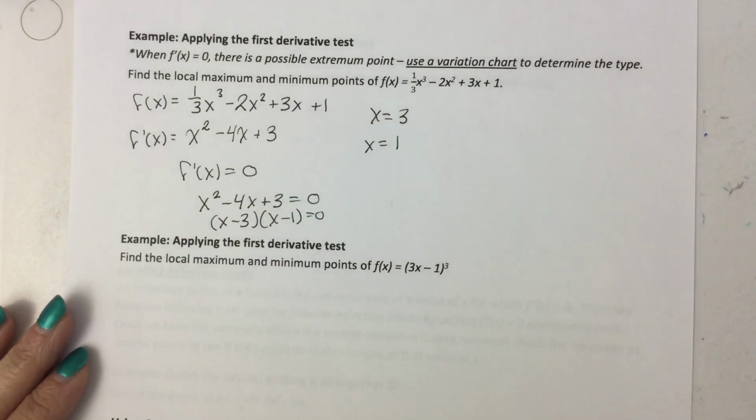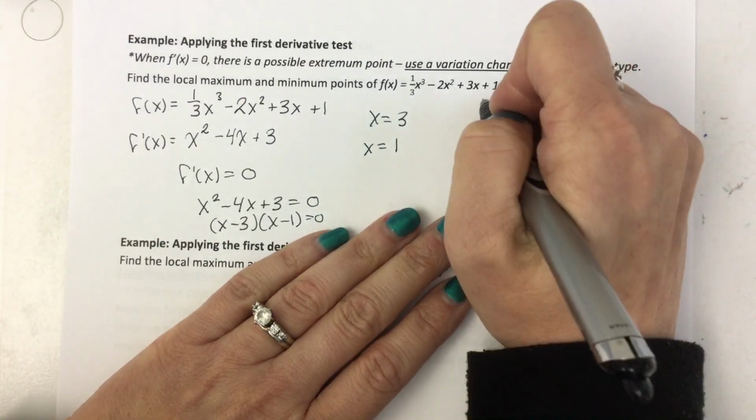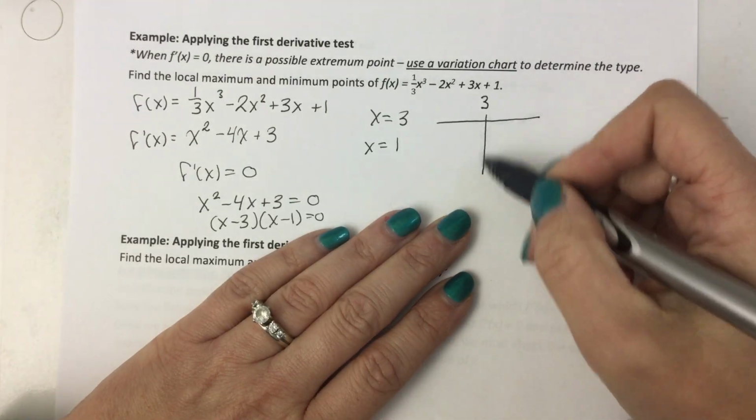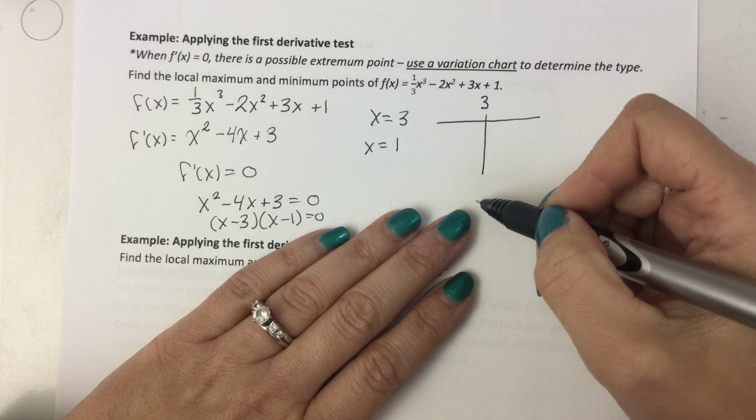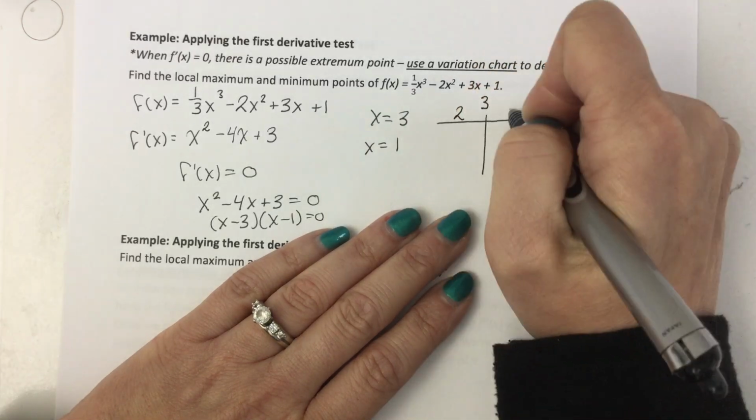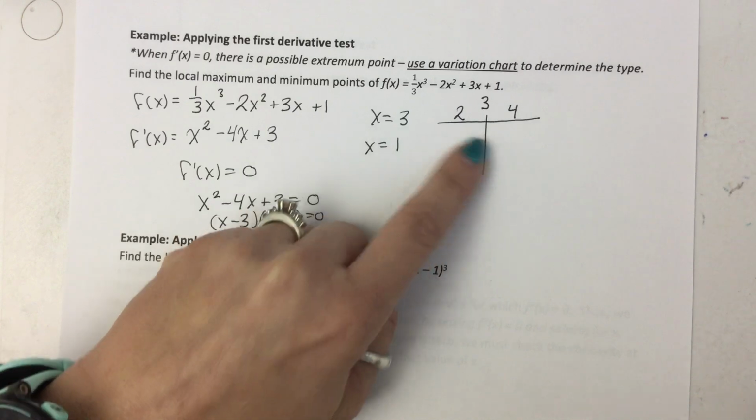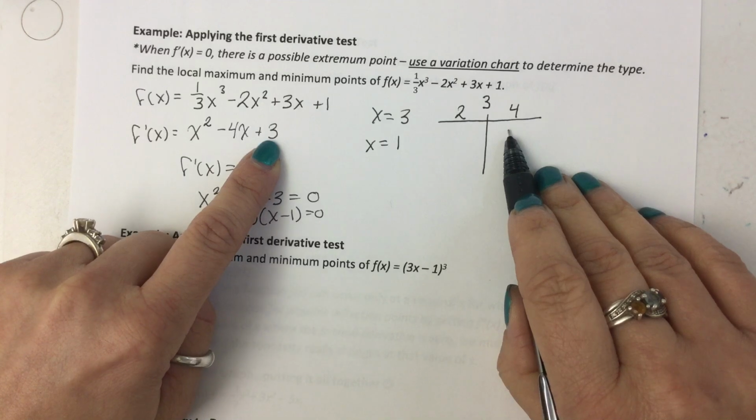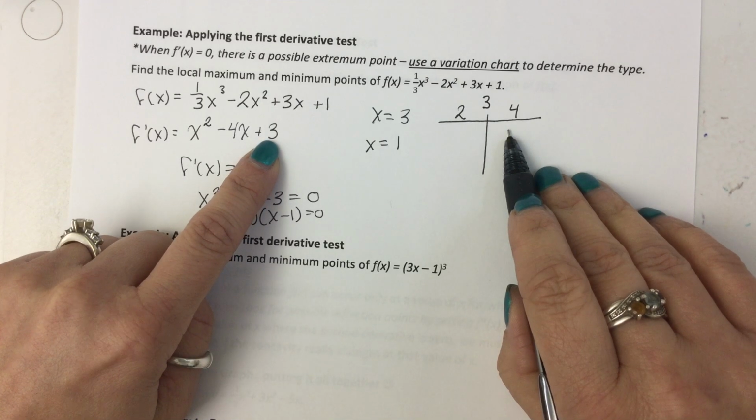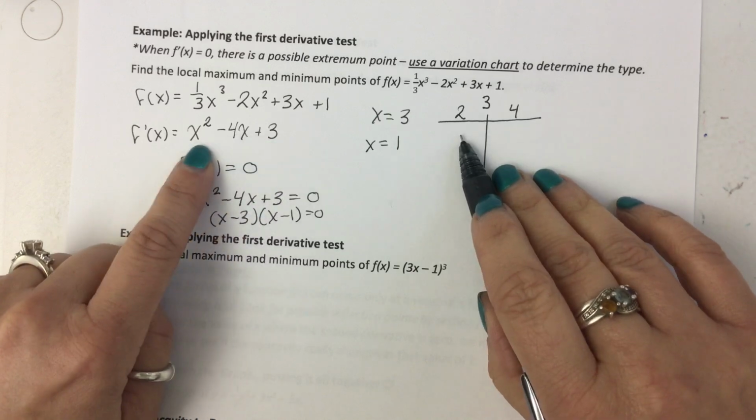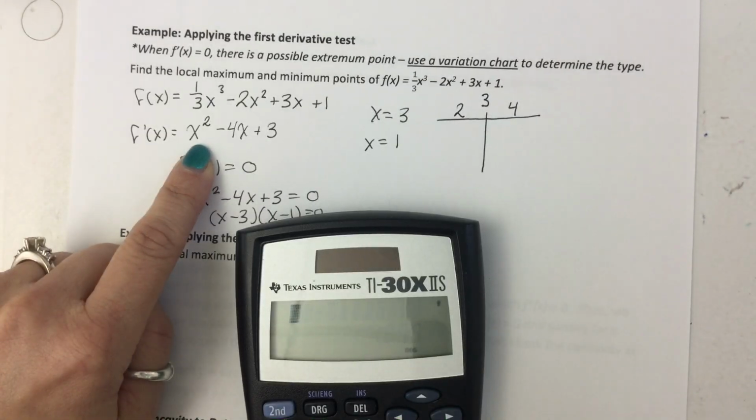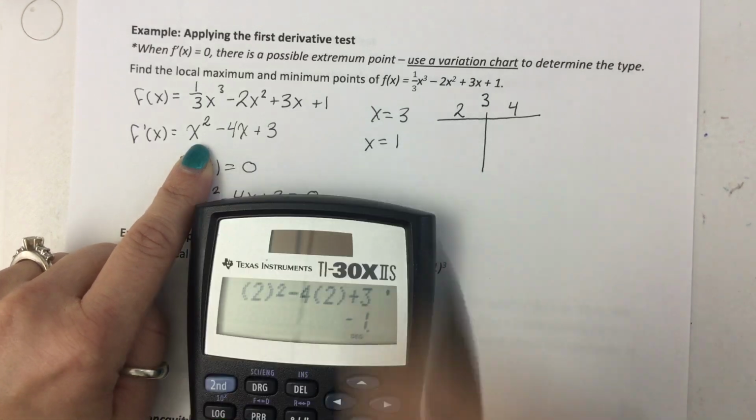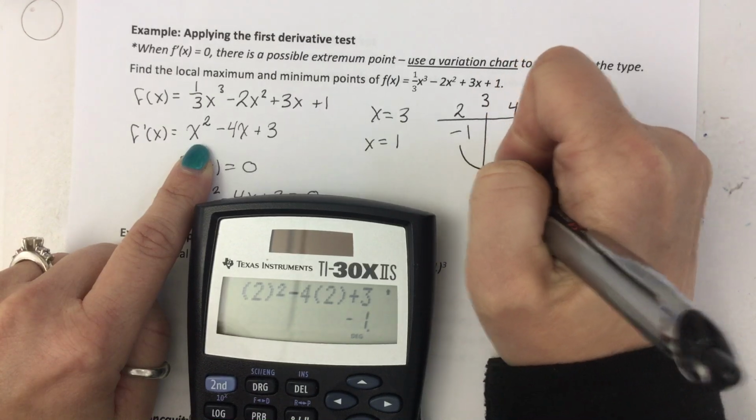So now to see if they are maximums or minimums. Here, let's check 3. So there's 3. This is my variation chart. We know that this is 0. The slope of this is 0. So I try a point to the left and a point to the right. If I try 2 and 4, I want to see if the value, when I plug it into the first derivative, is positive, that means it's increasing at that point. If it's negative, it's decreasing. So if I put a 2 into the first derivative, 2 squared minus 4 times 2 plus 3, this is a -1, so it's decreasing at that point.